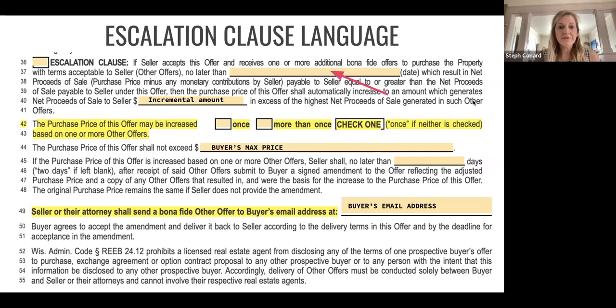Line 45, if the purchase price of this offer is increased based on one or more other offers, the seller shall, no later than blank days after receipt of said other offers, submit to buyer a signed amendment to the offer reflecting the adjusted purchase price and a copy of any other offers that resulted in and were the basis for the increase to the purchase price of this offer. The original purchase price remains the same if seller does not provide that amendment.